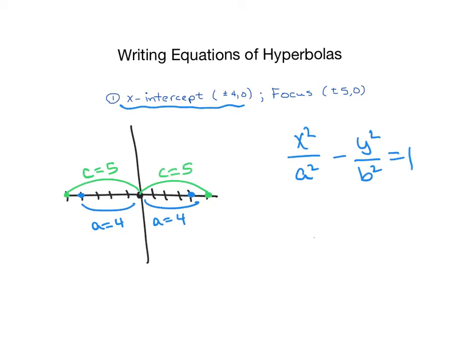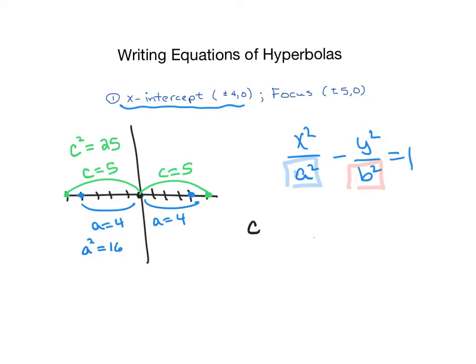When we're writing these equations of the hyperbola, our goal here is to fill in our a squared value and our b squared value. Notice the only thing we have so far is a squared because we have our a value, so we could square that 4. And I also have my c squared value. I can square the 5 and it becomes 25. But I need to find b squared.